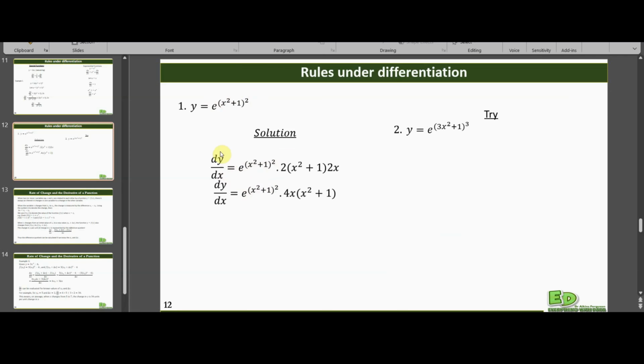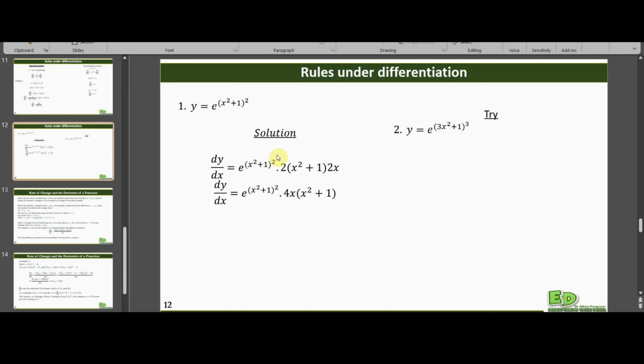So the idea is that, first of all, you write the question itself. So I would say dy over dx, differentiating y with respect to x over here. So dy over dx is equal to, then I write the function again, e to the power of x squared plus 1 all squared, times the differential. So the differential is what's on top of the e. If I cover this e over here, what is left is the outer function, which is x squared plus 1 all squared.